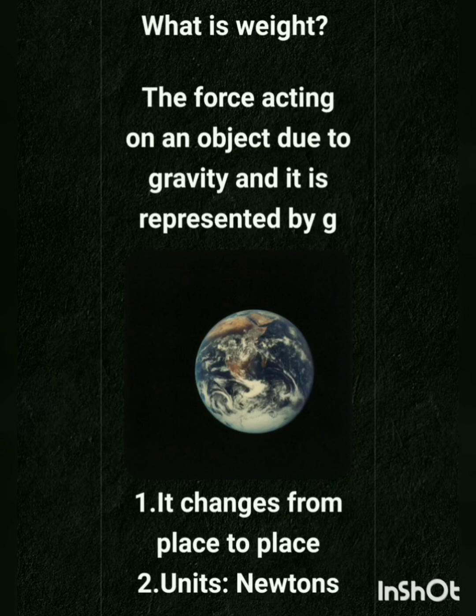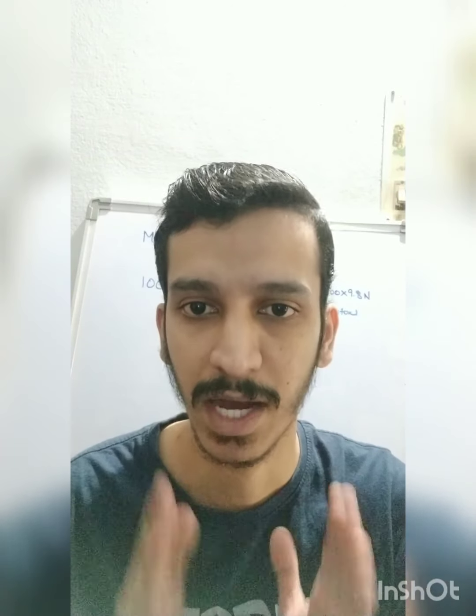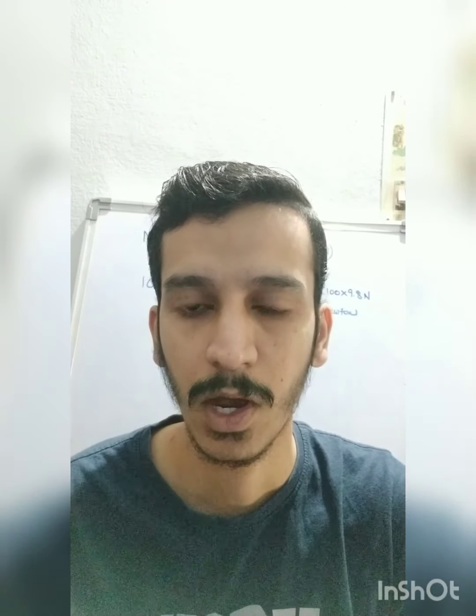What is weight? The force acting on an object due to gravity, and it is represented by g. It changes from place to place. Units used to measure weight are newtons. Whenever we say that I am 50 kg or 75 kgs or this rice bag is 25 kgs, it's actually mass, not weight. So how do we calculate weight?